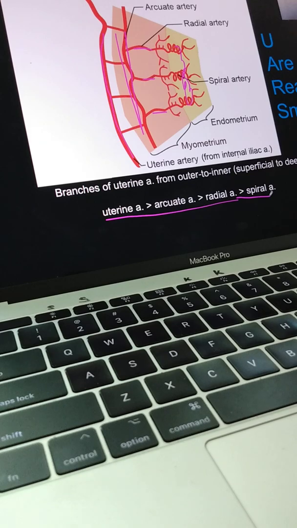So if you're thinking about the vasculature from outer to inner, okay, uterine, arcuate, radial, and spiral, that is the same for the arterial as well as the venous anatomy. So if you're asked to identify a vessel, you can do so. Okay.